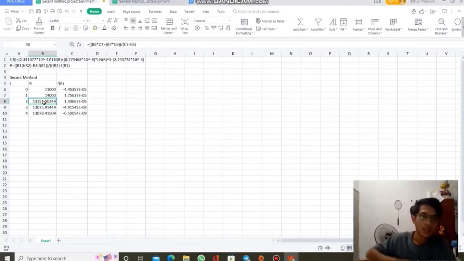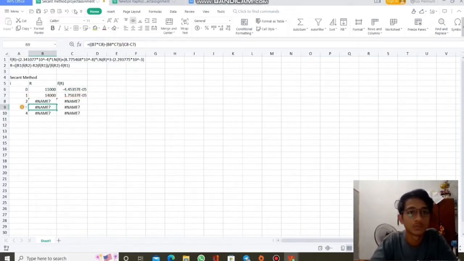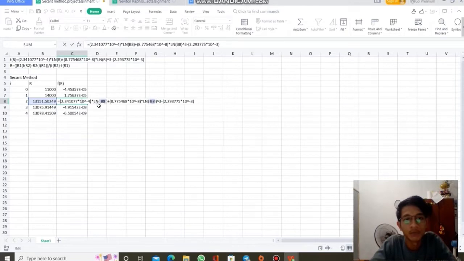Okay, next I will show how to get the value R at B6, which is R1 times function R2 C7 minus R2 times function R1, divided by function R2 minus R1. So we get the value R. So this is also the same. We just insert the new value R in the F(R) equation.